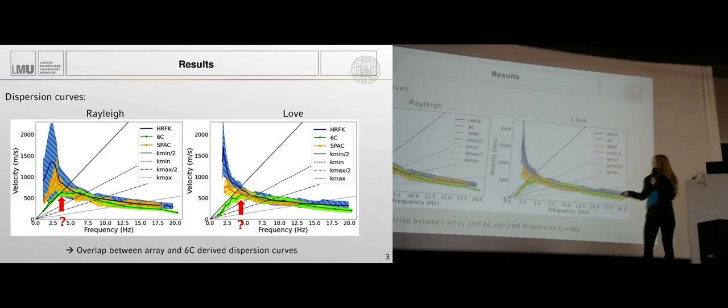Then the green curve shows the dispersion curve from the 6-component data, and you see that all 3 curves overlap in a certain frequency range. However, at lower frequencies, we see quite large differences. In general, we assume normal dispersion, which means that the phase velocity should increase with decreasing frequency. But we see that here the array curves drop, and that's just because it's outside of the resolution limit. We also see that the 6-component curves drop at a certain frequency here, and that should not be the case. So the question is, why is this happening?